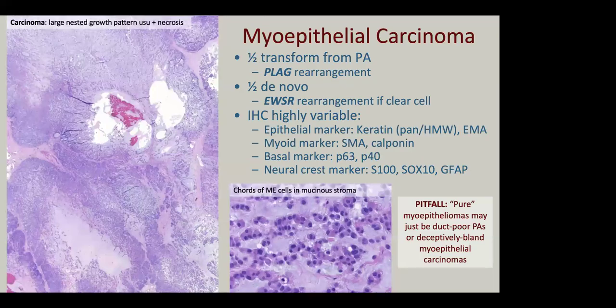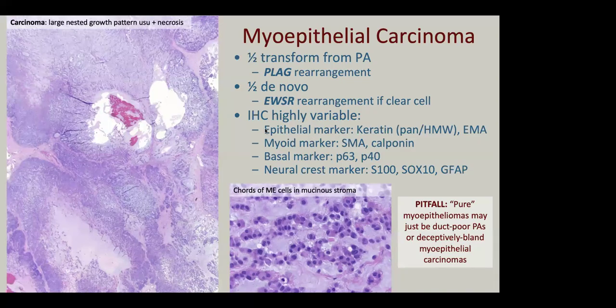Myoepithelial carcinoma can either transform from a PA or be present de novo. It generally has this large nested growth pattern with accentuation of cellularity at the periphery and hypocellularity in the center. Cords of myoepithelial cells present in mucinous stroma.